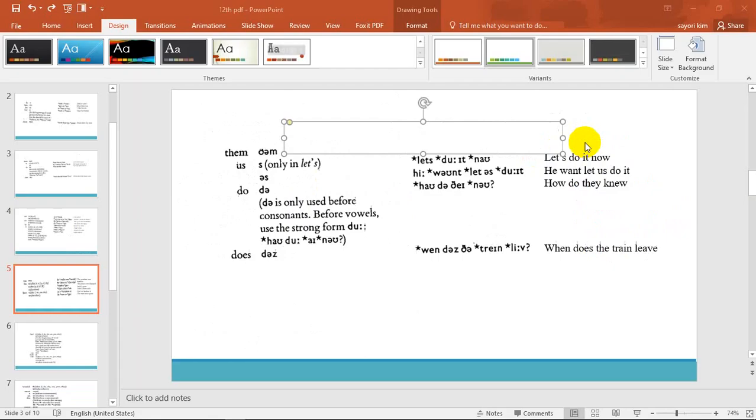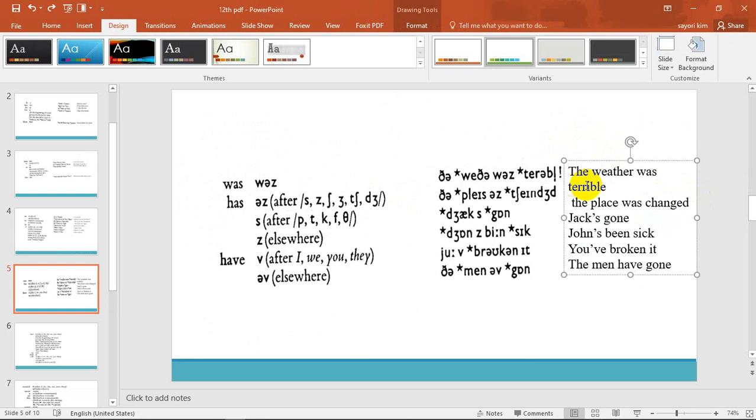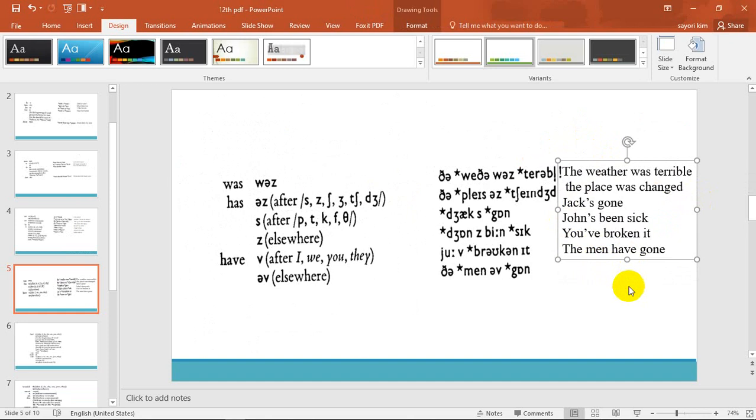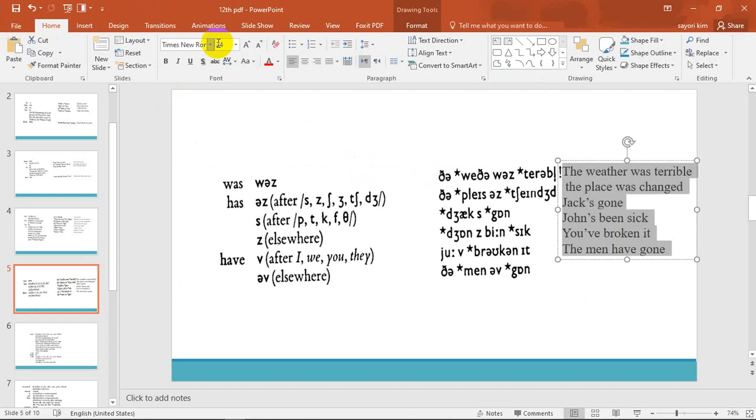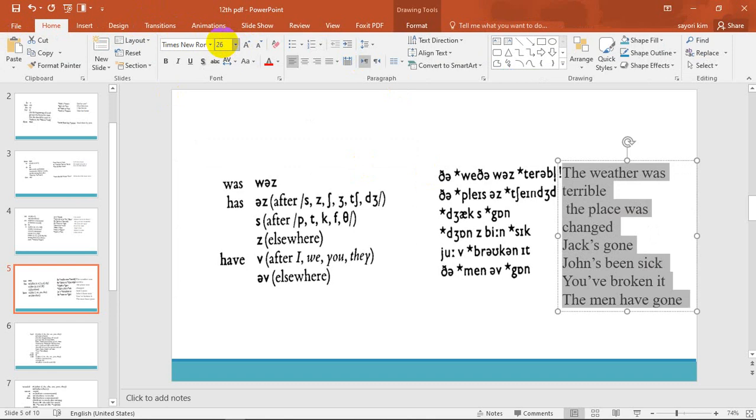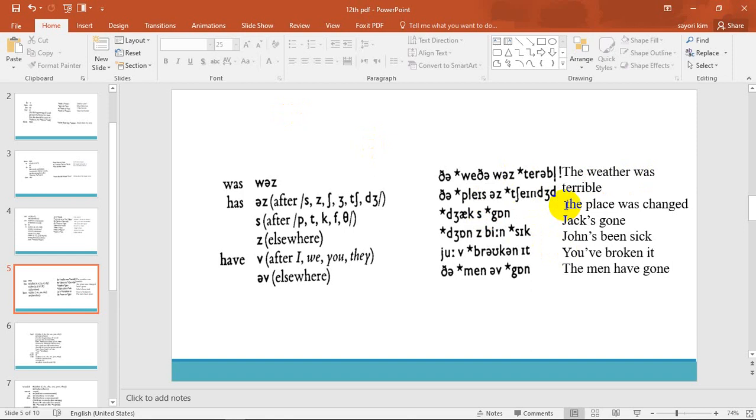ليش نطقنا as موسى ولا ز؟ نطقنا as ليش؟ لانه اجى قبل صوت الاس، فنقول places. اسهل من ما نقول place has. Okay. Se, it is pronounced as se, only se, after pe, te, ke, fe, the. For example, Jack's gone. We have ke sound, so the has is pronounced like se instead of saying has. لاحظوا استخدامها بالstrong form إذا أريد نحكي هاي الجملة. Jack has gone. Okay, but we say it with weak form, which is Jack's gone.